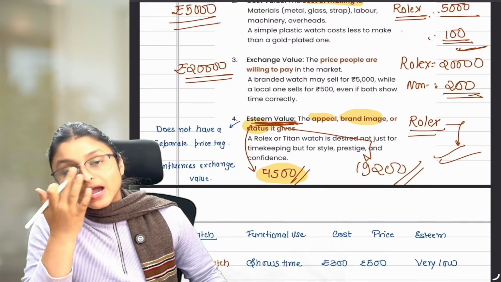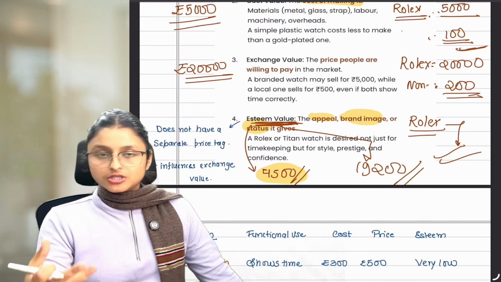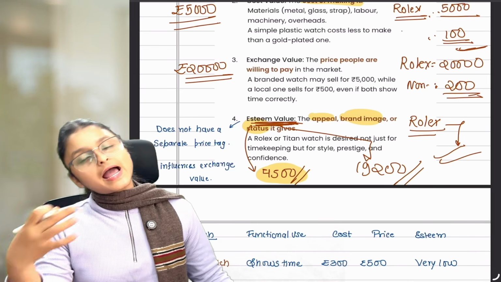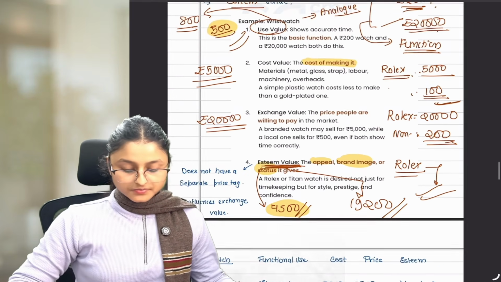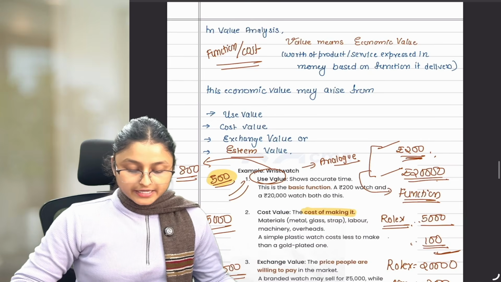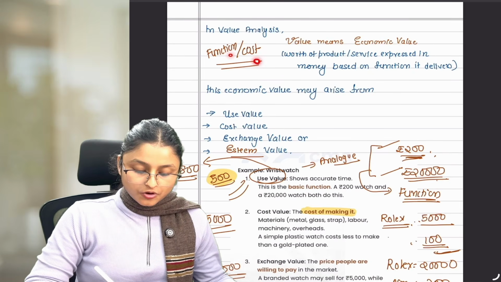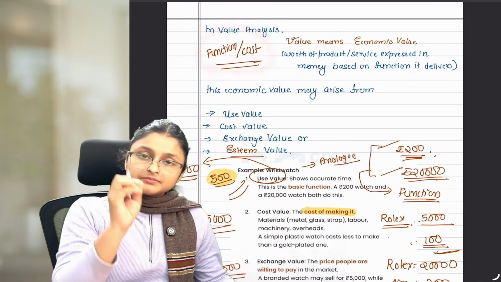So esteem value and use value can be seen from both the perspective of the buyer and the manufacturer. So we understood that economic value is function divided by cost, but it is only in the micro sense.